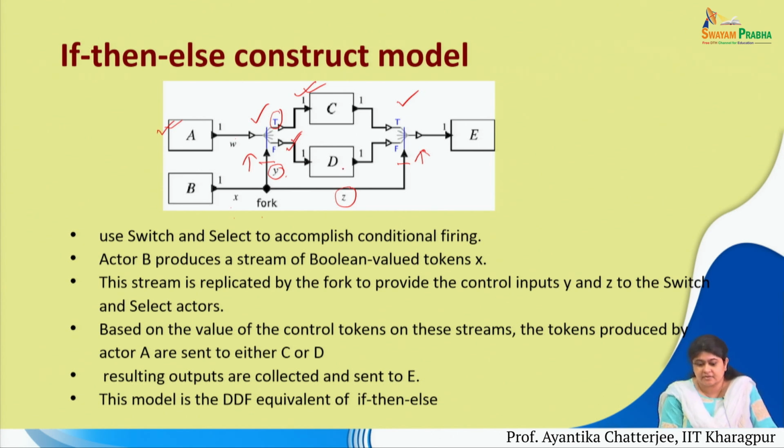Then after the outputs are produced from C and D, now we are selecting, hence the select actor is here. Based on the Z value, whether it is true or false, either this true transition or this false transition will get enabled and either the value from C or the value from D will come to actor A. So, this way we can see this if-then-else concept is getting handled or modeled by the select and the switch actor.